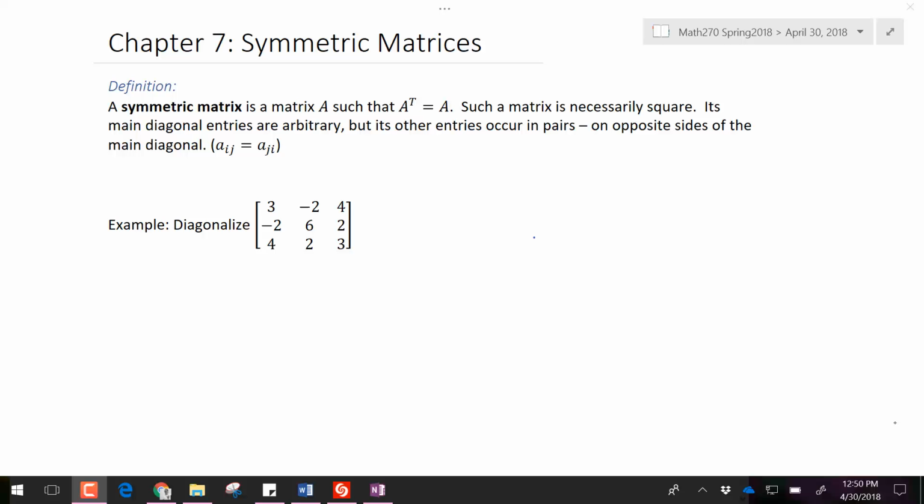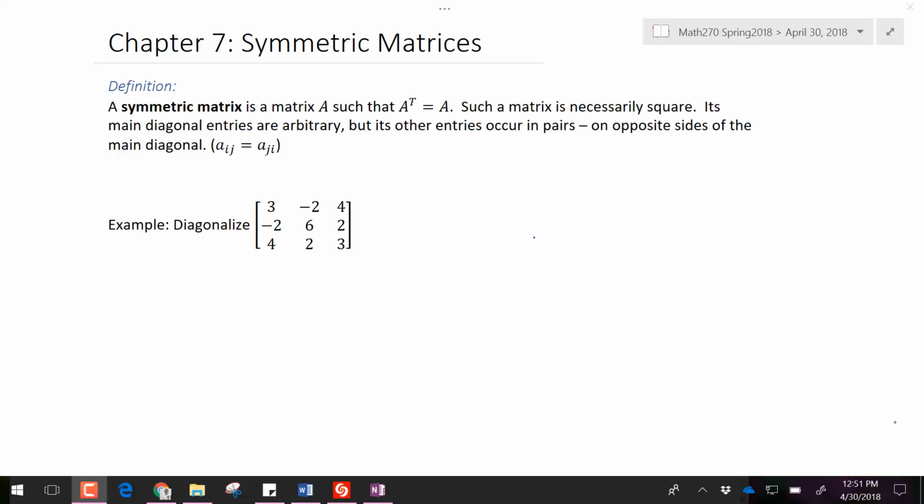Chapter 7 is the whole chapter about symmetric matrices and some of the results that come out of symmetric matrices. And so we'll start with 7.1, where they talk about symmetric matrices and diagonalizing symmetric matrices.